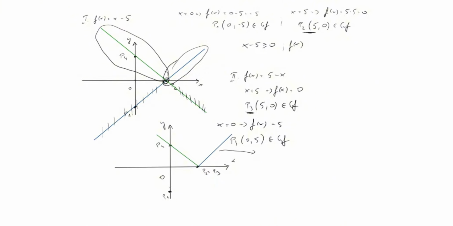Okay, so it should look something like this. Okay, so this is f of x equals x minus 5, and this is f of x equals 5 minus x. So the absolute value function in case of a linear expression with one variable looks like a V.